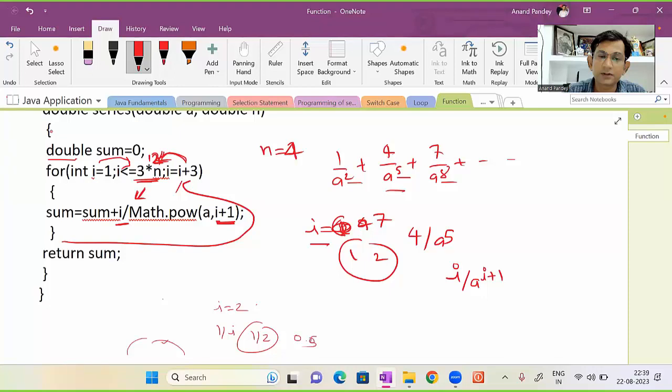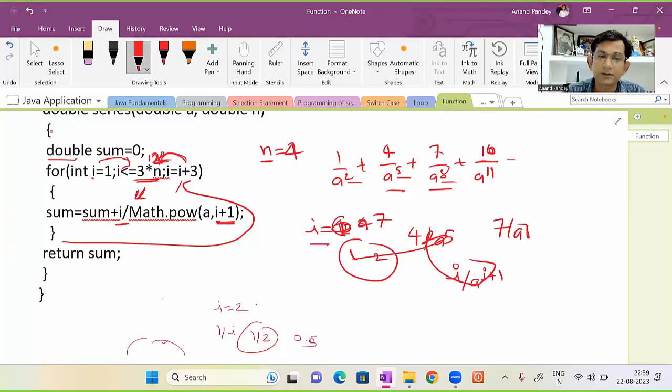Now we are adding the third term. Control will go inside the loop. Now i upon, the value of i is what? 7. So 7 upon a to the power 8 will be added. That is the third term. And we have taken 4, no? So the third term we have added. Now the fourth term will be what? 10 upon a to the power 11.